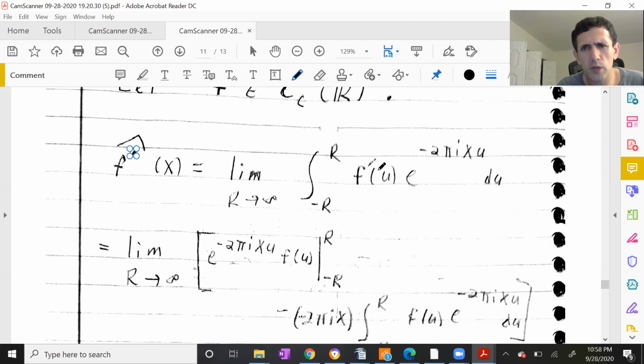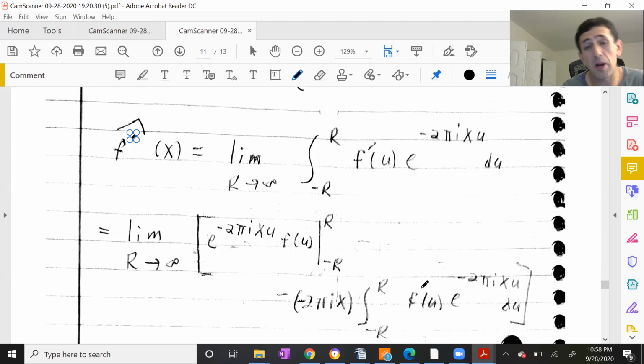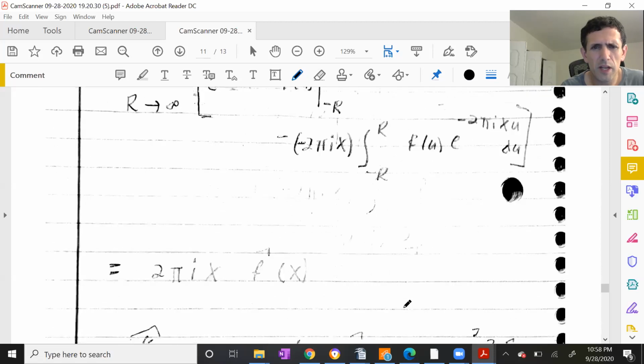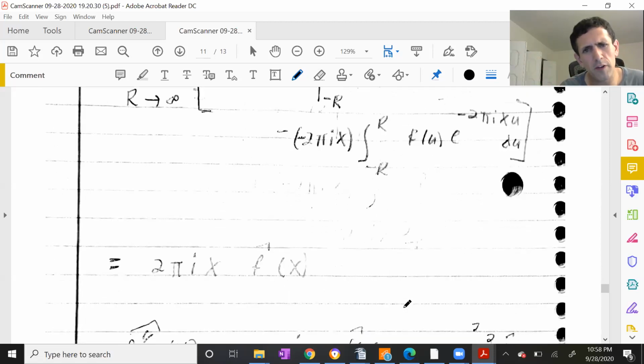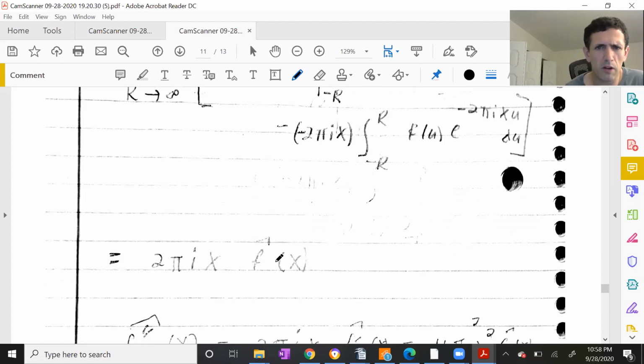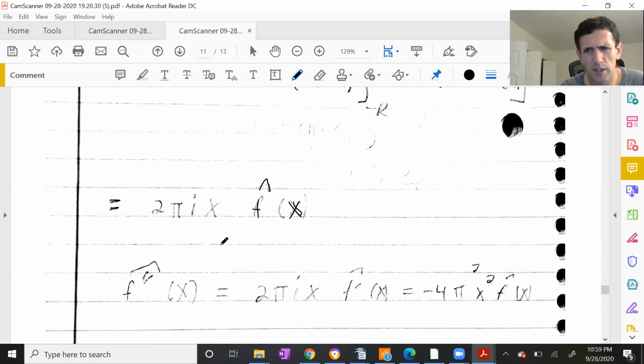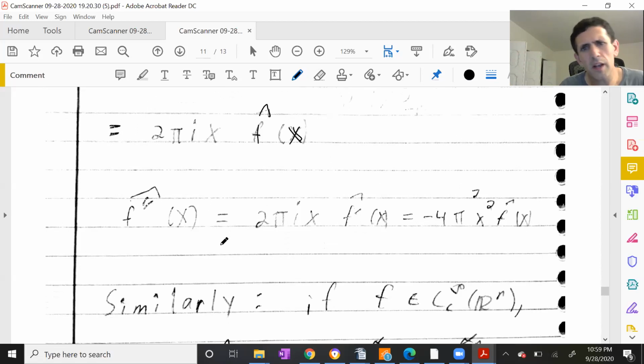Okay, and you integrate this, you differentiate the exponential. So it's minus 2 pi i x. Remember, x is constant here. And you just get the Fourier transform here. Okay, so the Fourier transform of a derivative is 2 pi i x times the Fourier transform of f. Take two derivatives, do the same thing twice. Okay, and for PDE, we want to do this on Rn.